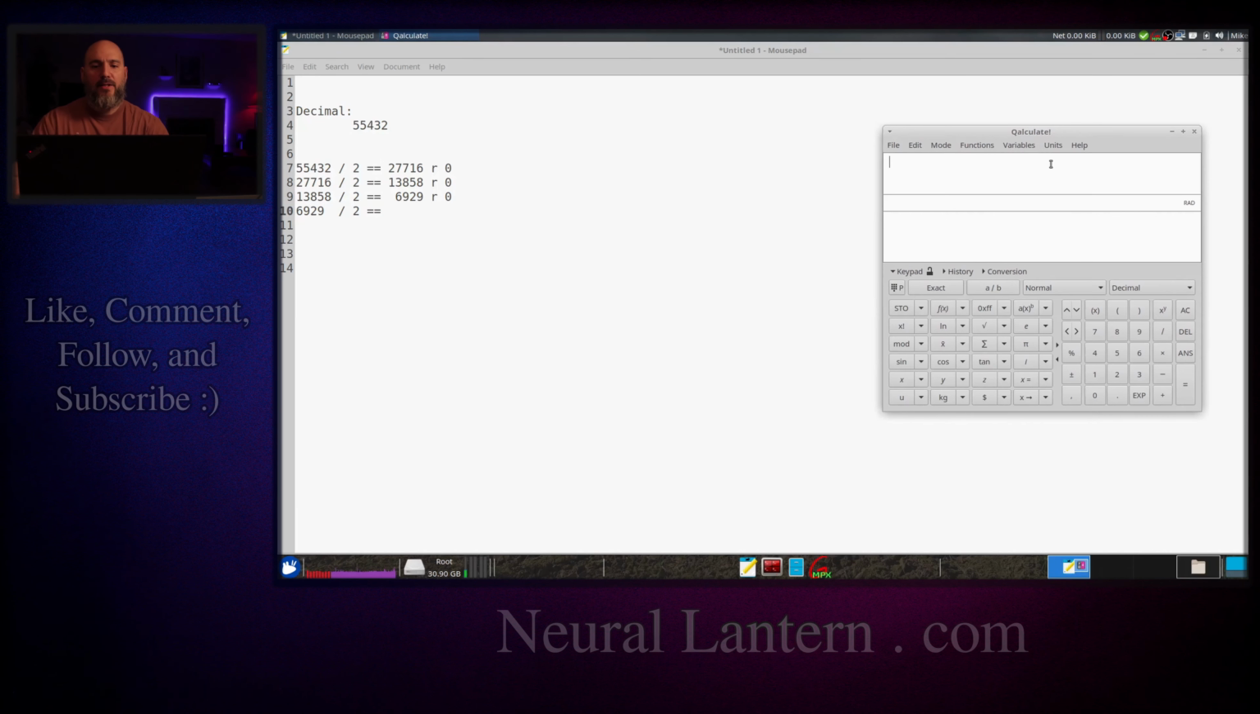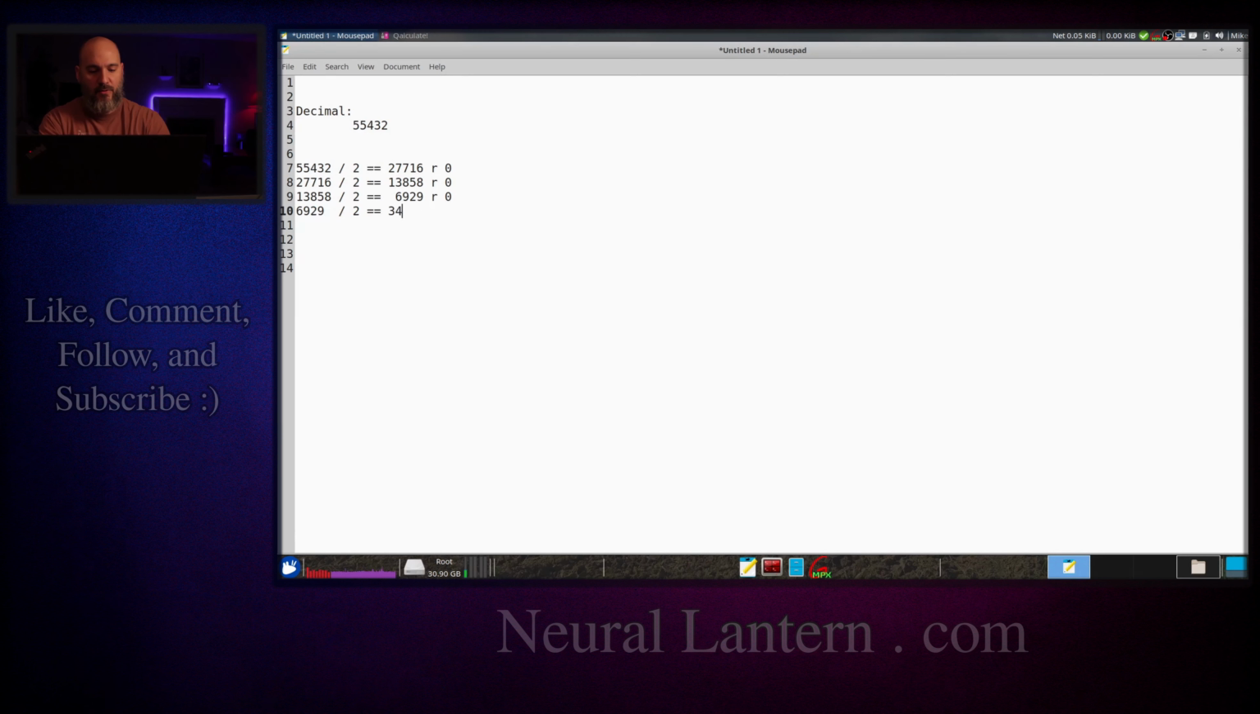Whatever. Okay, so 6929 divided by 2, it's going to be, oh, I forgot. This calculator is not going to round for me, so that makes it even easier. If the result is 0.5, then the remainder is definitely 1. Otherwise, the remainder is 0. So it's going to be 3464 remainder 1. Space it out real fast. 3464 remainder 1.